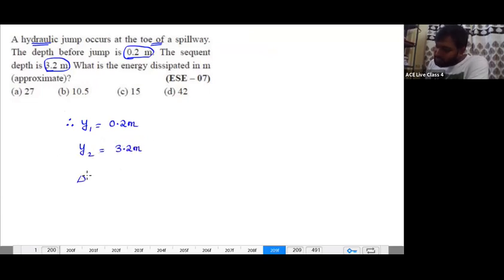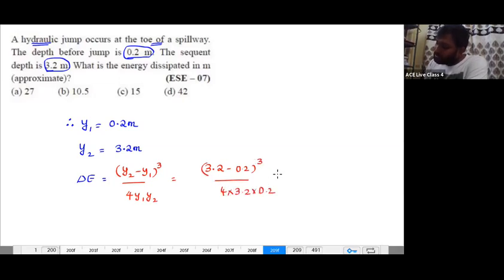And what is the energy dissipated? Energy dissipated means (y2 minus y1) whole cube by 4 times y1 into y2. That is, (3.2 minus 0.2) whole cube by 4 times 3.2 into 0.2.